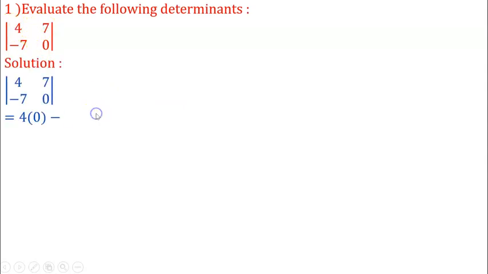Okay, here the product of 4 into 0 minus 7 into 7. Here 4 into 0 is 0. This minus minus will become plus. 7 into 7, you will get here 49. Okay, and overall the value of the determinant is 49.